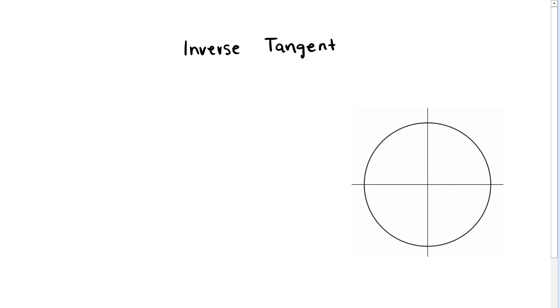Hey everyone. So in this video I'd like to define the inverse tangent function. And so let's do so by reminding ourselves first what y is equal to tangent of x can be interpreted as, or at least the outputs. How can we interpret the outputs of our tangent function?